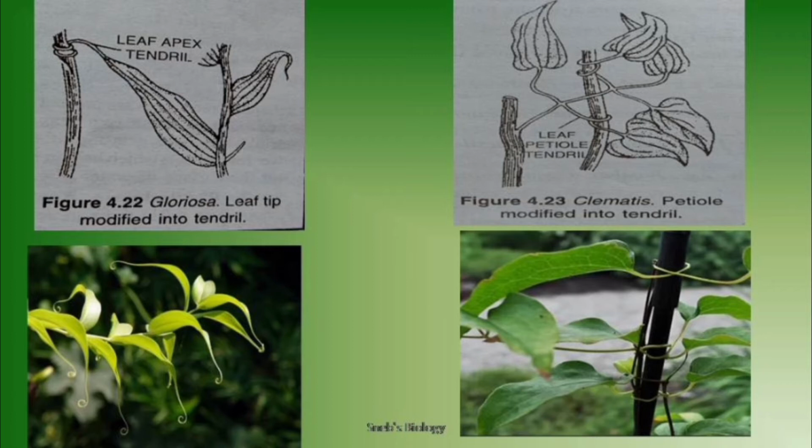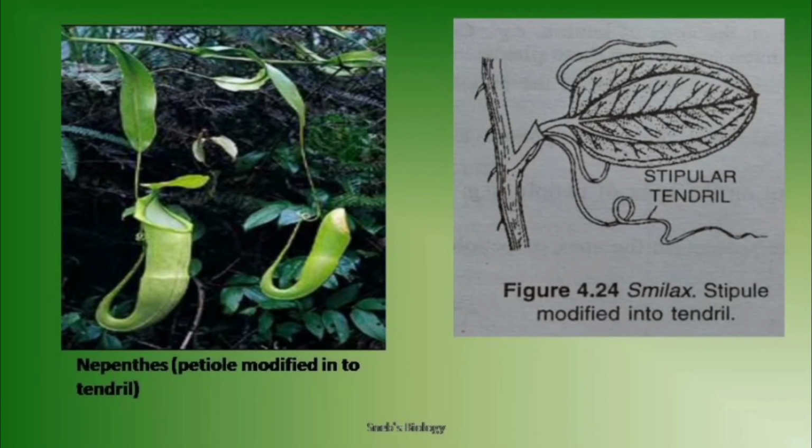Next, one more structure that can be modified into a tendrillary part is the petiole, and then we would call it petiolar tendril. Petiolar tendril means the petiole part is going to become tendrillar. This is seen in case of Clematis. Another example is Nepenthes, the pitcher plant.